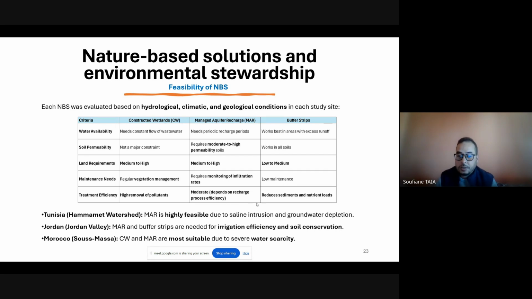So we decided the best solutions for each region. For example, for Tunisia in the Hammamet watersheds, managed aquifer recharge is the best choice to tackle saline intrusion. For Jordan Valley, there is managed aquifer recharge, and buffer strips are also needed for irrigation and soil conservation. And in Morocco, we stated that the constructed wetlands and also the managed aquifer recharge techniques are suitable because of the severe water scarcity.